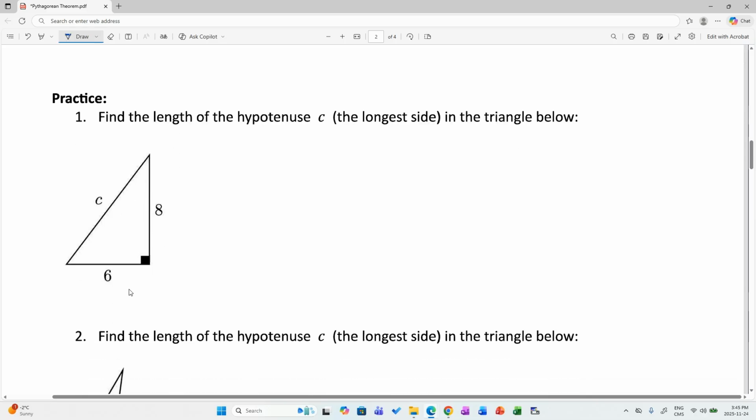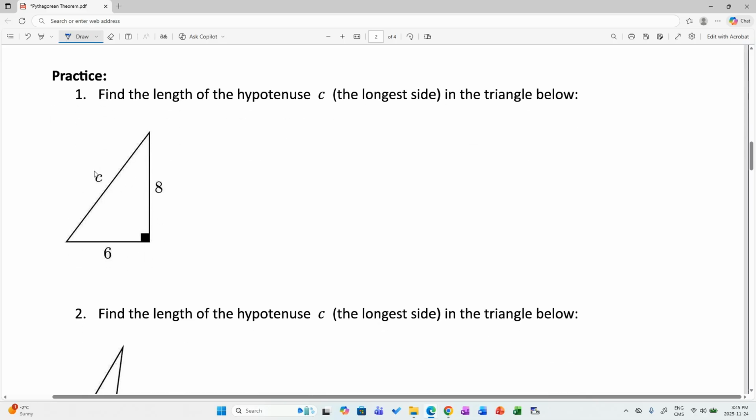Okay, now let's try some practice examples here. Here, I don't know what C is, and I have 2 of my shorter sides. Now, how do I know these 2 are my shorter sides? Once again, if you simply find the right angle, directly across from the right angle is always your longest side. So right now C doesn't have a value, so I know I'm looking for my longest side. And I have my 2 shorter sides.